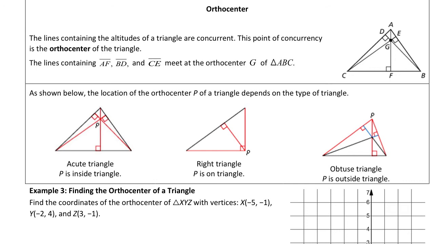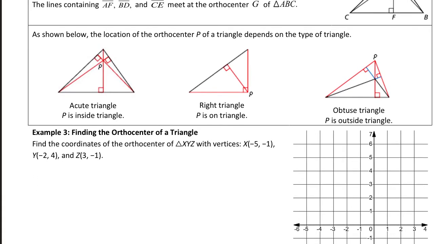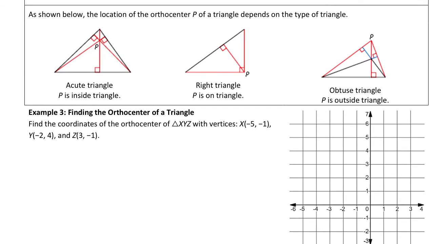So this diagram here with the 3 triangles is very important to telling where the Ortho Center of a triangle winds up. Acute, it is inside, okay? The Ortho Center is inside if it's acute. A right triangle, it is on the triangle, okay? It is on the triangle. And if it's obtuse, it is outside the triangle. So those are some important distinctions to make for the Ortho Center, okay?